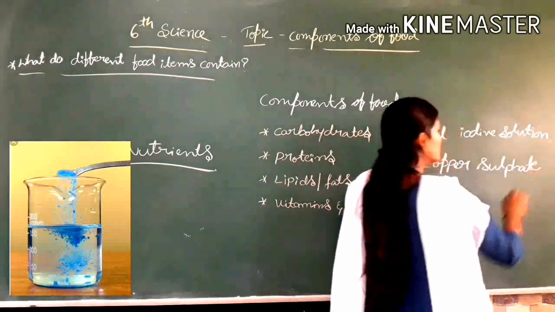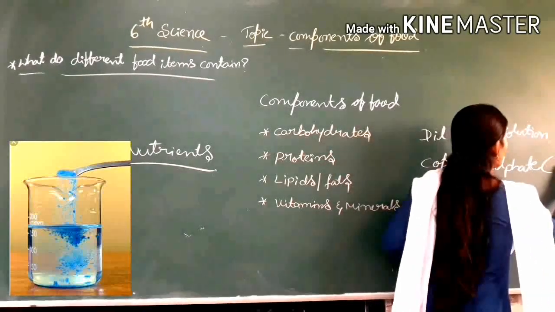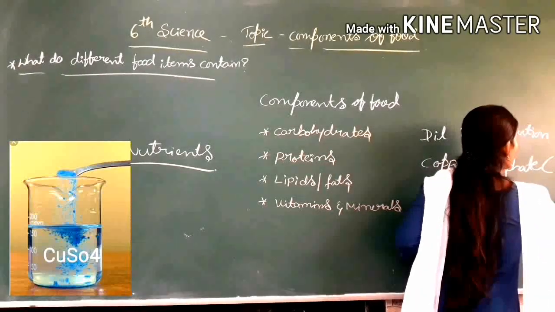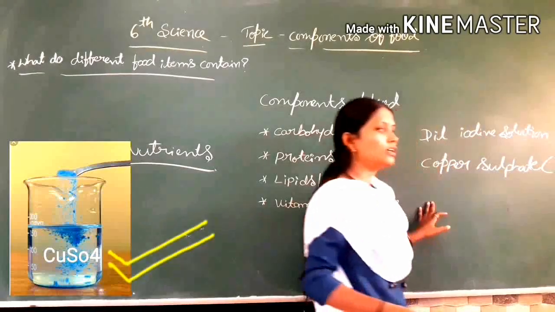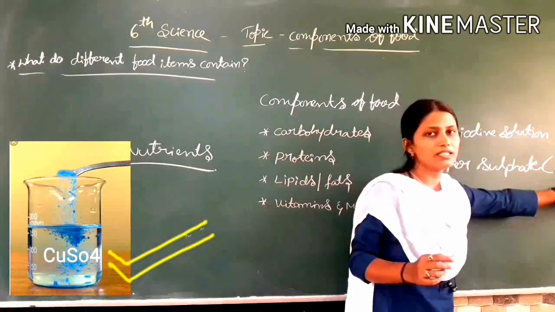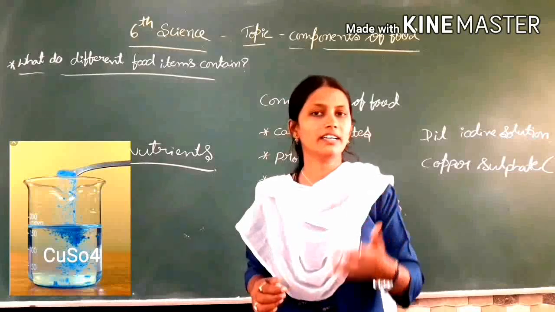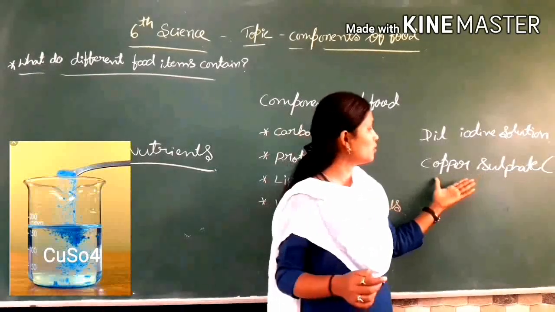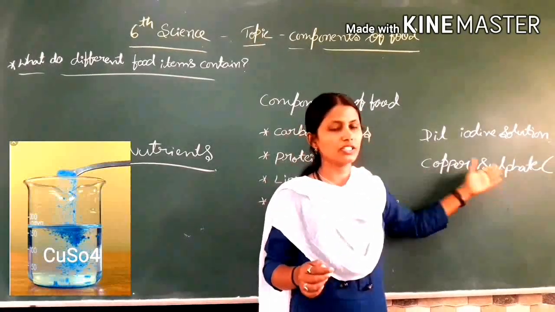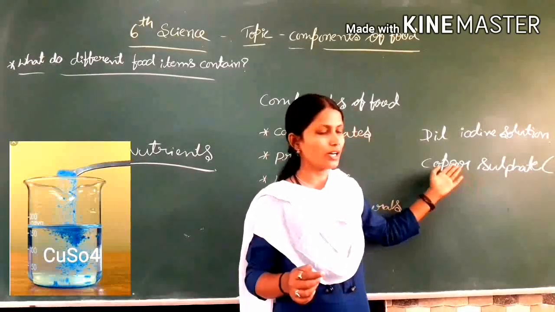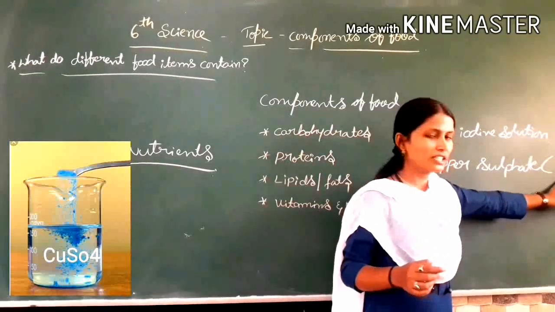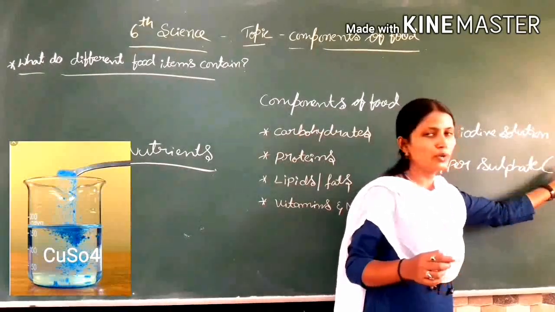Copper sulfate solution. The molecular formula of copper sulfate is CuSO4. The chemical symbols and formulas you will learn in the higher classes. Here you just have to know about the copper sulfate solution. It is one of the compounds, the copper sulfate compound, and its molecular formula is CuSO4.